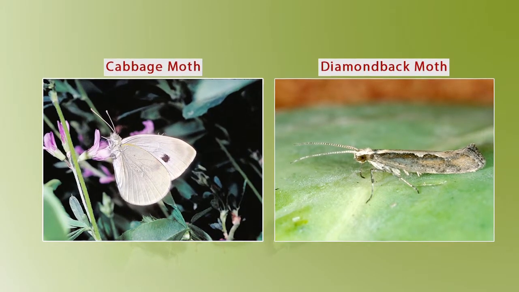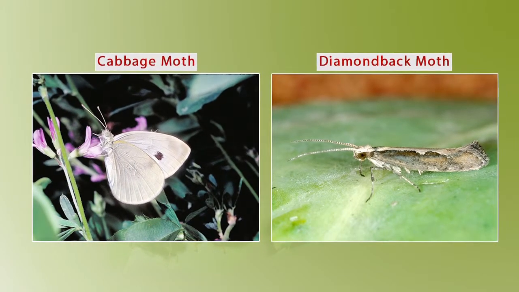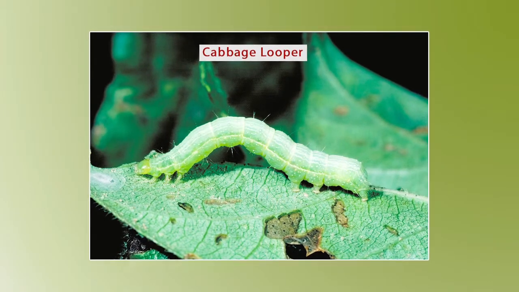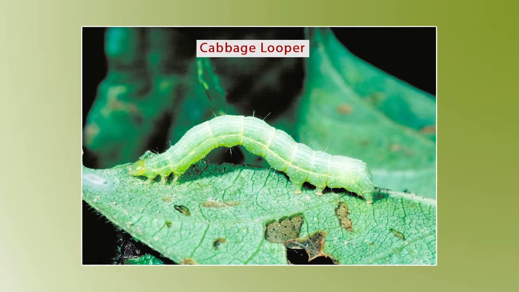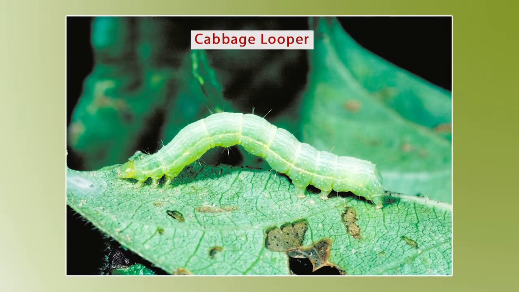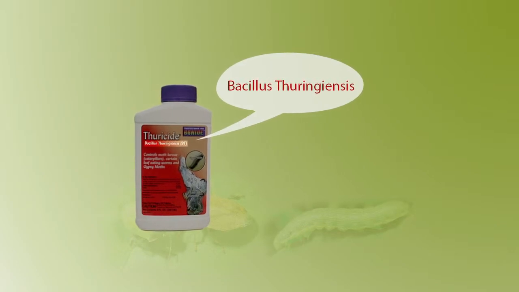The cabbage moth and diamondback moth are common on the brassica vegetables, such as broccoli and daikon. Another insect, the cabbage looper, is easy to identify as it scoots along, humping up in the middle of the body. How to control caterpillars.